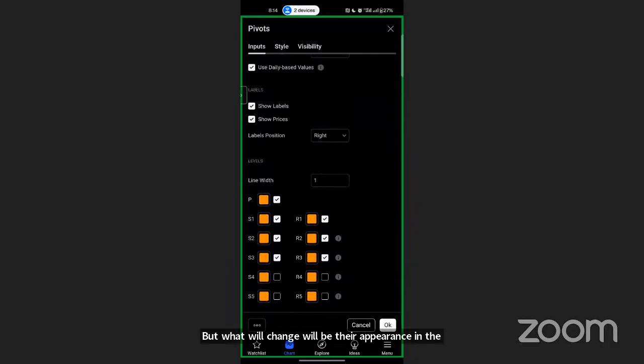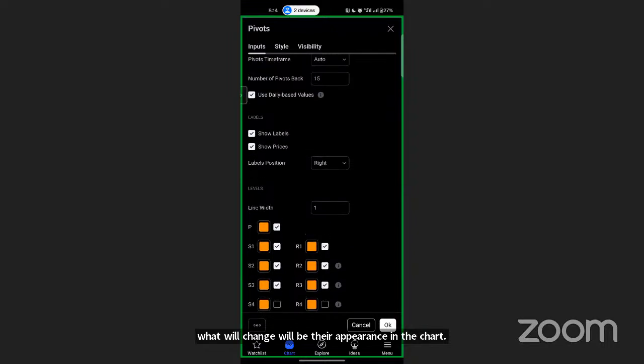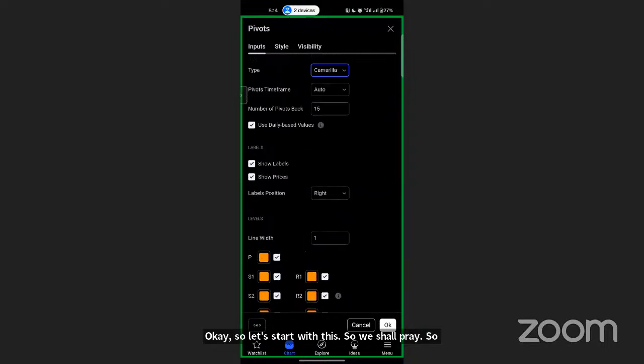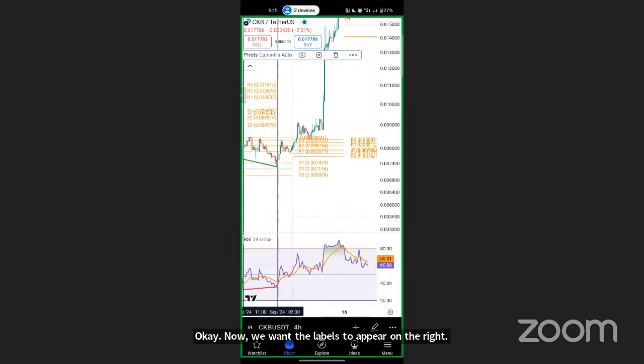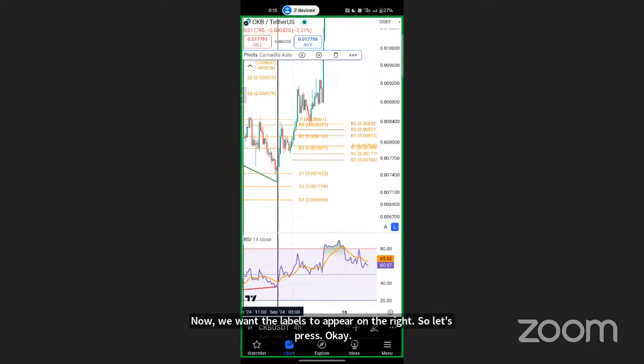Okay, so let's start with this. We shall press OK. Here we want to use the daily values, yes, the daily, because I told you the pivot point uses the previous day's high, close, and low. Now we want the labels to appear on the right. So let's press OK. Now these ones are the Camarilla type.